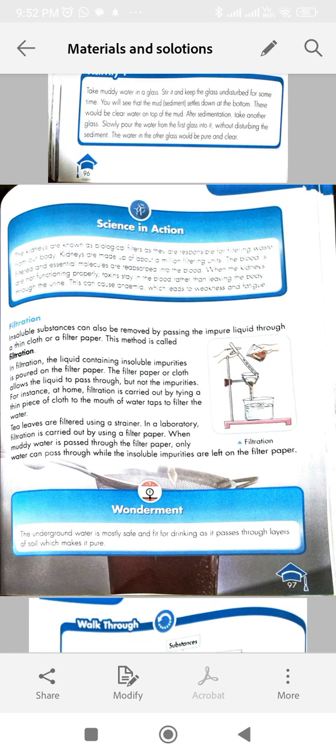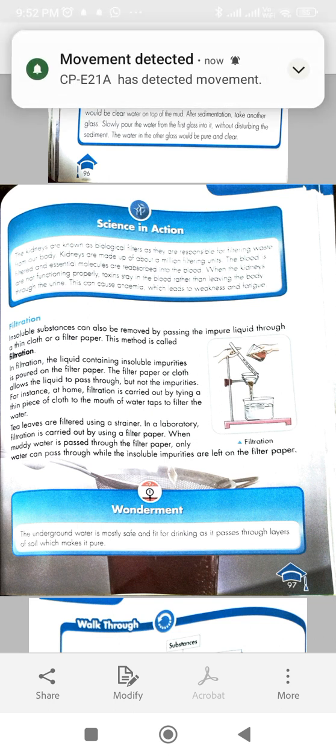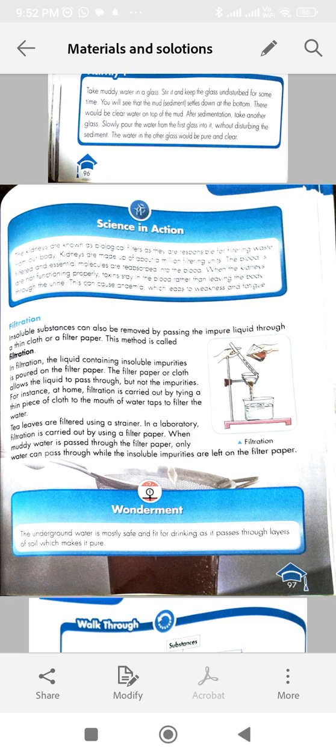Now, science and action. The kidneys are known as biological filters as they are responsible for filtering waste from our body. Kidneys are made up of about 1 million filtering units. The blood is filtered and essential molecules are reabsorbed into the blood. When the kidneys are not functioning properly, toxins stay in the blood rather than leaving the body through the urine. This can cause anemia, which leads to weakness and fatigue.